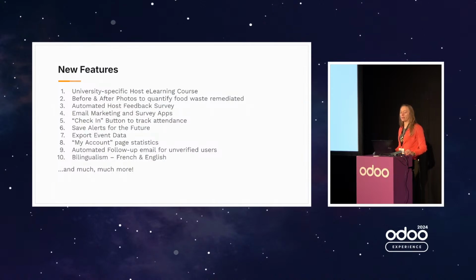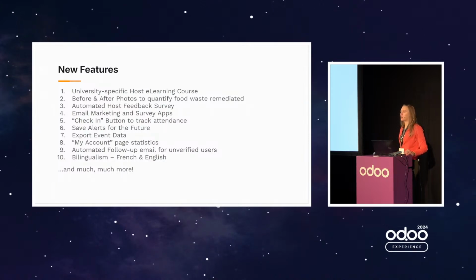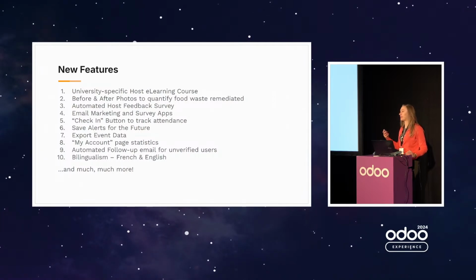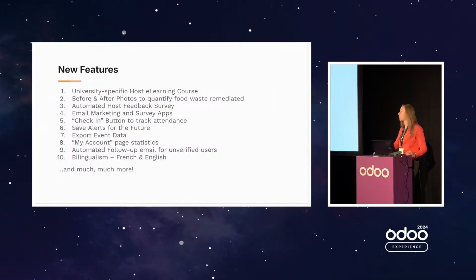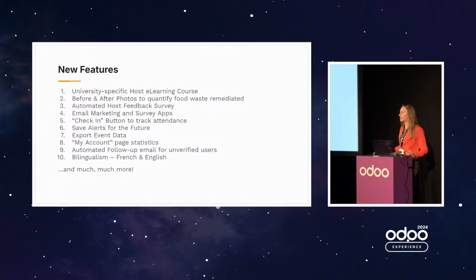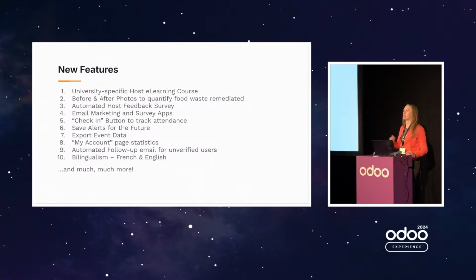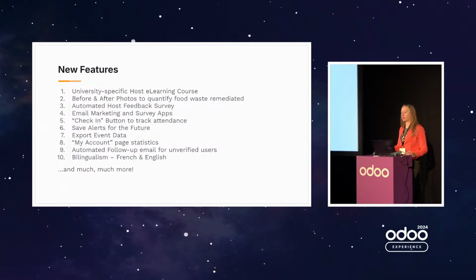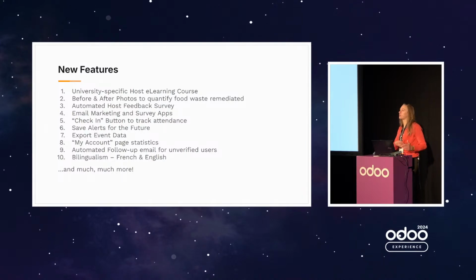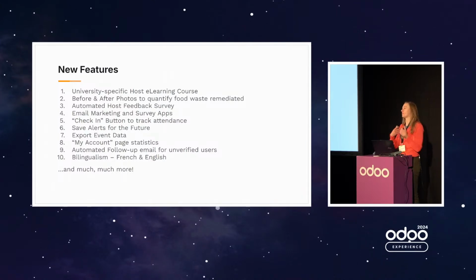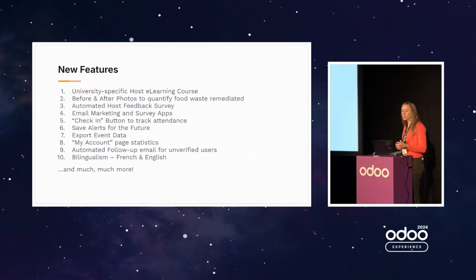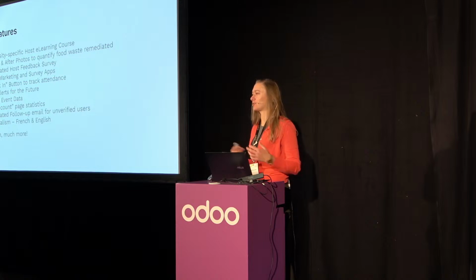We've also rolled out the email marketing and the survey apps from the Odoo base apps, which allow the university administrators to send their own custom feedback surveys to all their subscribers, all their hosts at the end of every semester. They include survey links to the Odoo surveys that allow them to collect that information and quantify the feedback, and that's the information they usually use to then provide feedback to our development team to improve the next iteration. We also have a check-in button that we added to track the attendance.